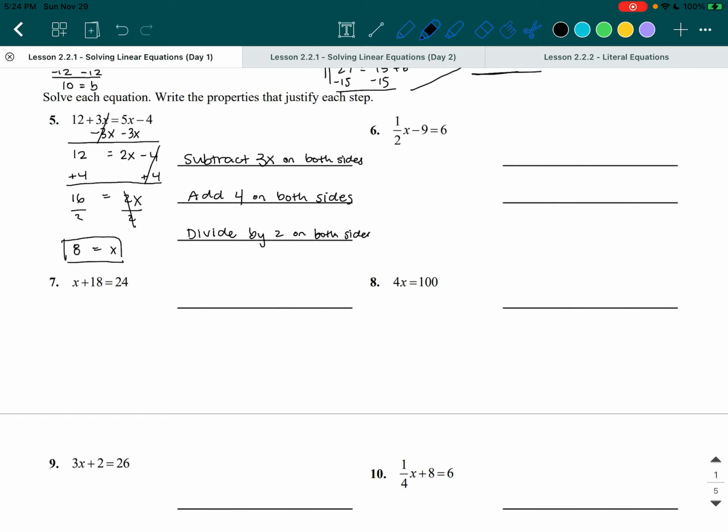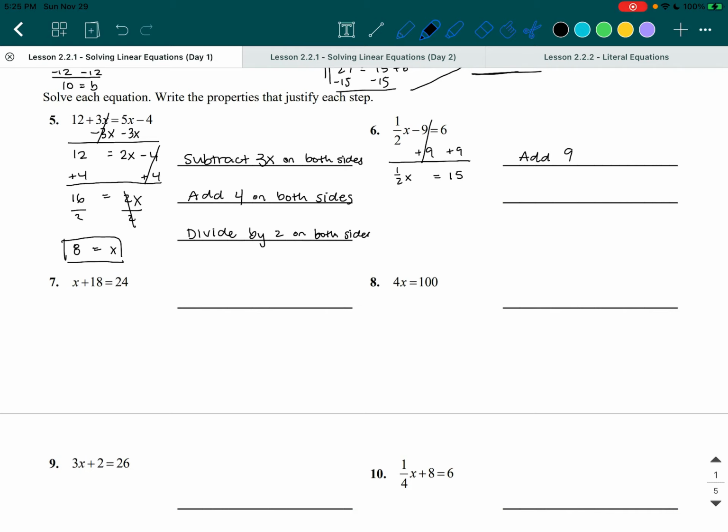Let's work on number 6, which is a 2-step problem. So we have 1/2 x minus 9 equals 6. The first thing we want to do is make x by itself, which means we're going to have to add 9 on both sides. I'm just going to write add 9. Whatever you do on one side has to happen to the other side, but it's a lot of writing to say on both sides, on both sides. So I'm just going to write add 9, and then I'll just make sure you know that it is on both sides of the equal sign. So we get our 1/2 x, those cancel out, equals 6 plus 9, that gives us 15.